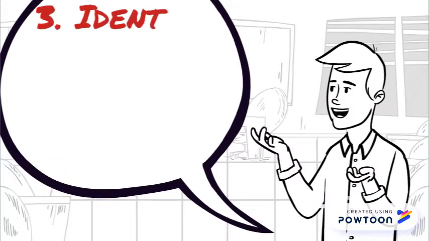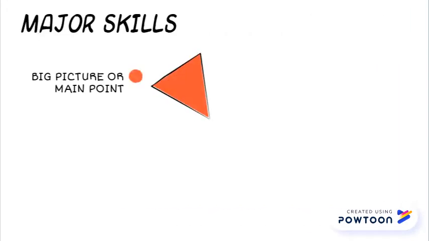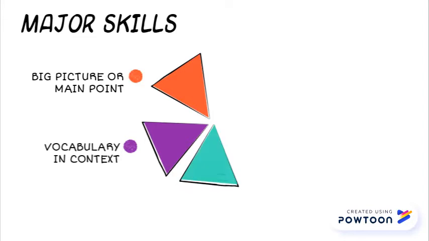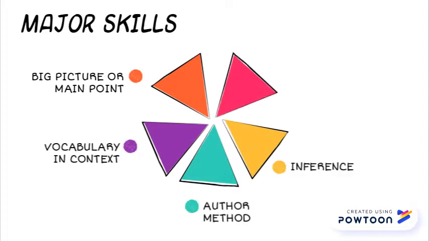Next is identifying the gaps in their reading. The reading exam usually assesses 5 major skills. If we are able to know which ones we struggle with, then we can get better at the very skills that are harder to master.